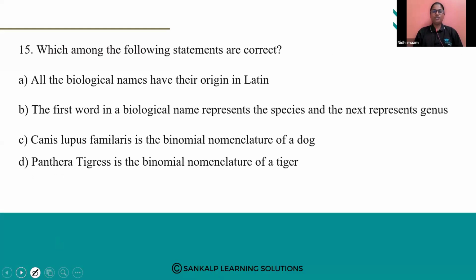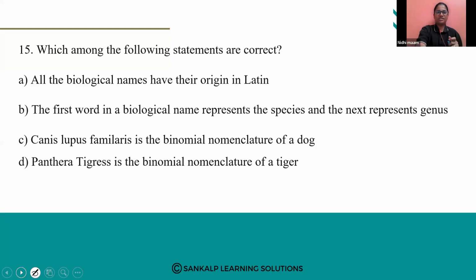Next question. Which among the following statements are correct? All the biological names have their origin in Latin. The first word in a biological name represents the species, the next represents the genus. Canis lupus familiaris is the binomial nomenclature of a dog. Panthera tigris is the binomial nomenclature of a tiger. Which among the following statements are correct?